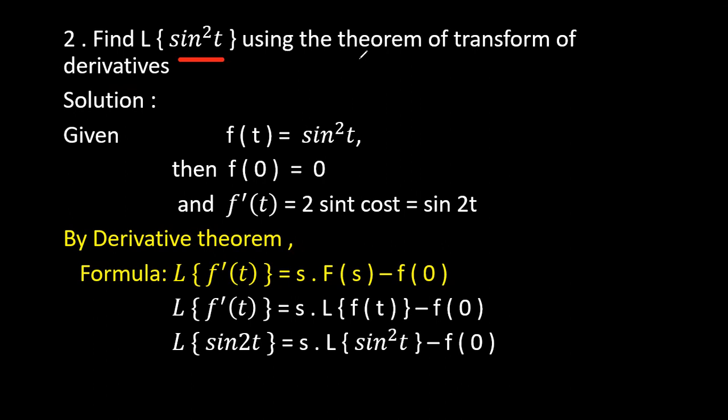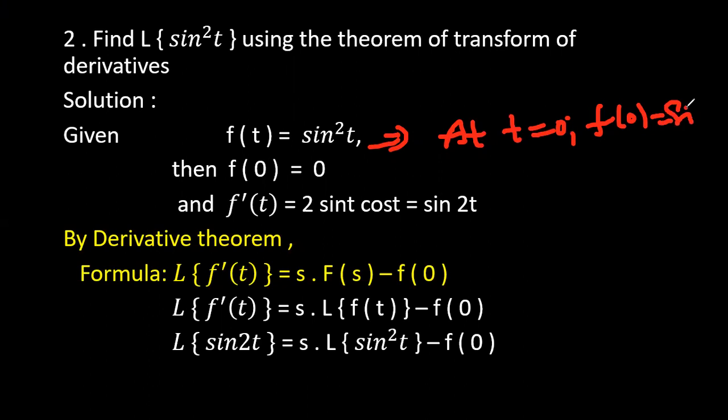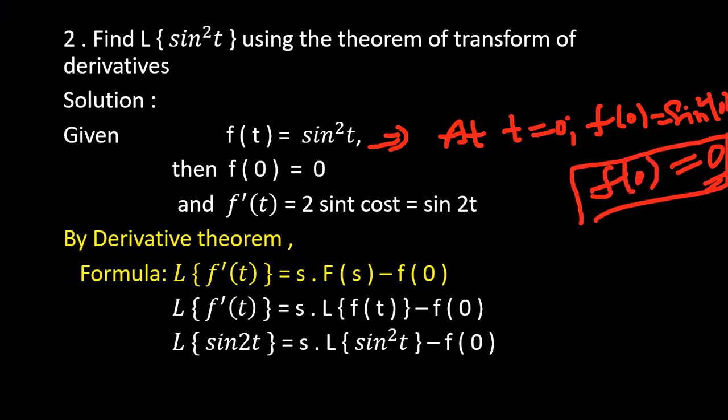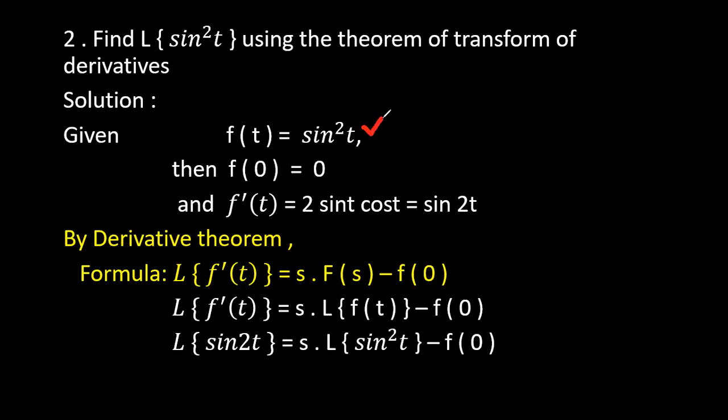Now what do we have to do? At t is equal to 0, what do you get? The f of t value is f of 0. At t is equal to 0, f of 0 is equal to sine square of 0. What is sine square of 0? It is 0 only. So f of 0 is equal to 0. Now you have to differentiate this function.